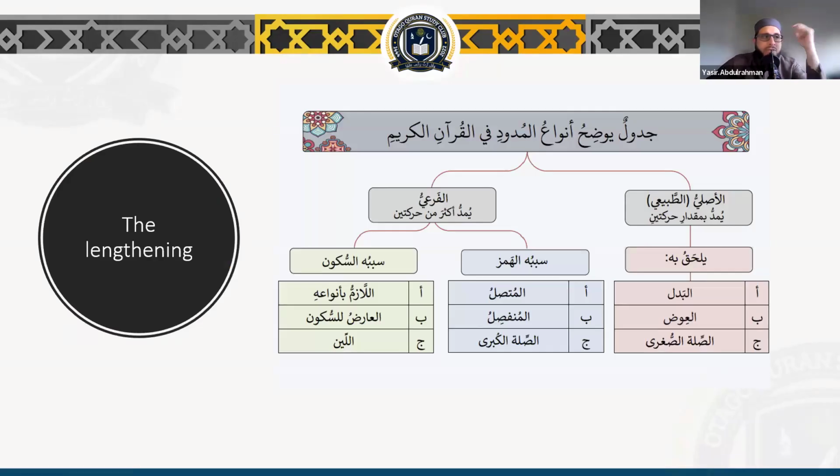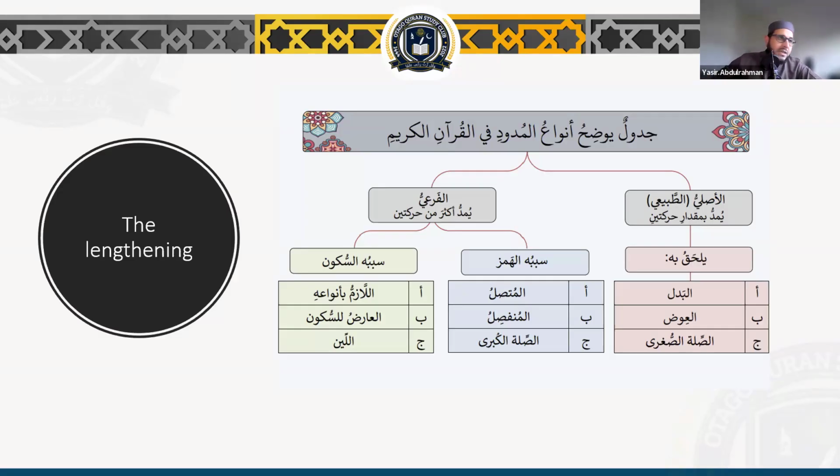The linguistic definition of mad comes from the word madda, and madda means to extend, so increased or amplified, let's say. Allah subhanahu wa ta'ala says in the Quran, "yumdidkum rabbukum." The word mad is used there when Allah is saying that He will increase you. So when you make mad for something, you increase it.